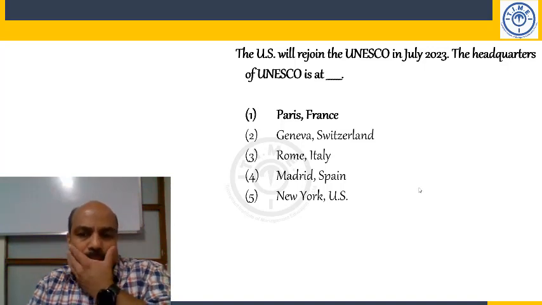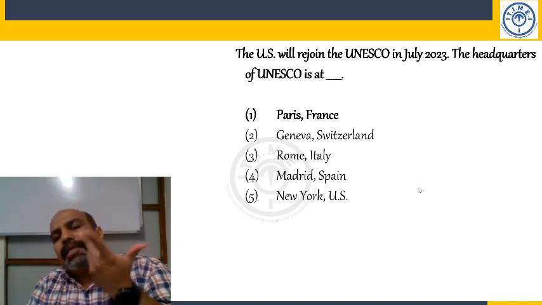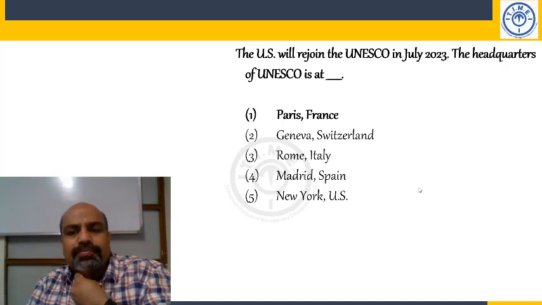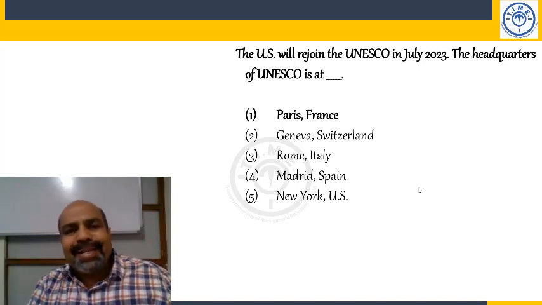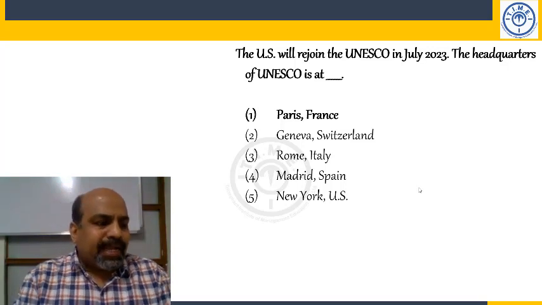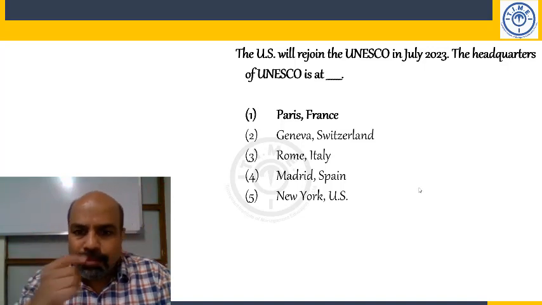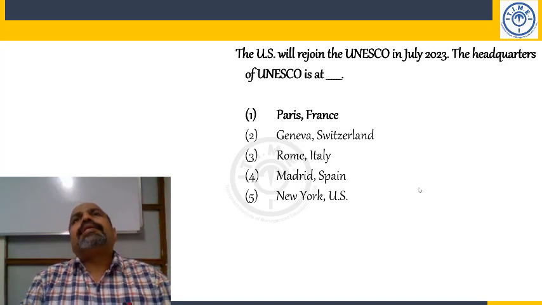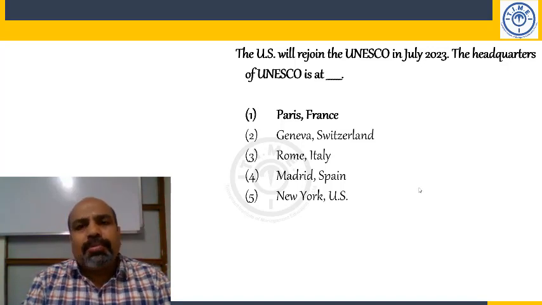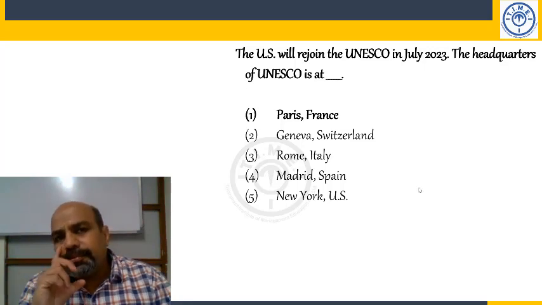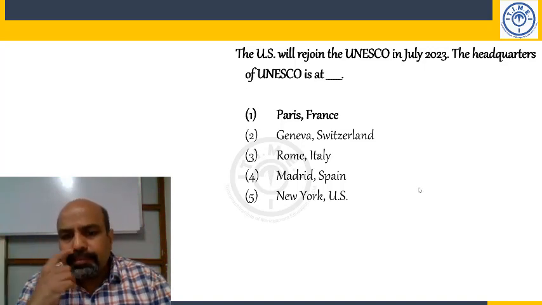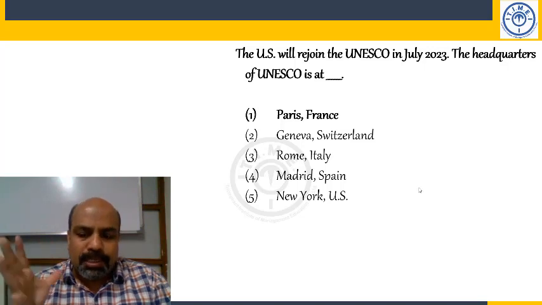Let's look at the choices here. Geneva, Switzerland is home to plenty of bodies, like the World Trade Organization. Choice 3, Rome, Italy is home to the Food and Agricultural Organization. Madrid, Spain, I think there is a body here called the World Tourism Organization. If I'm incorrect, I'll correct myself, but I recall that. New York, United Nations. Just write UN, because there is no O in the name of UN.